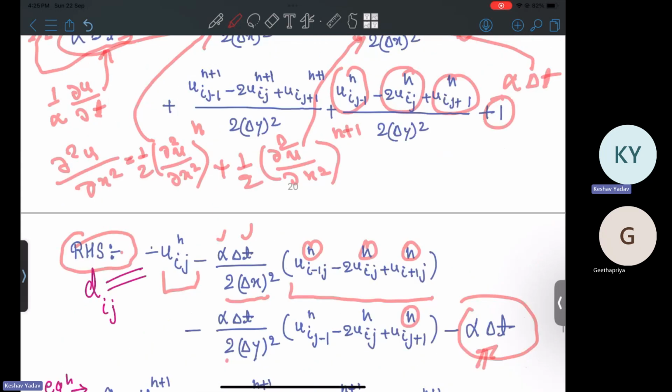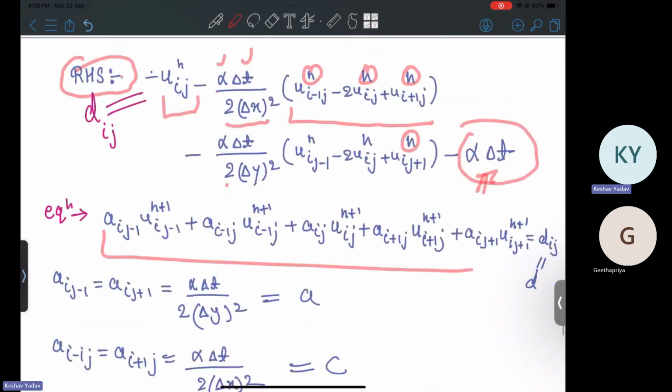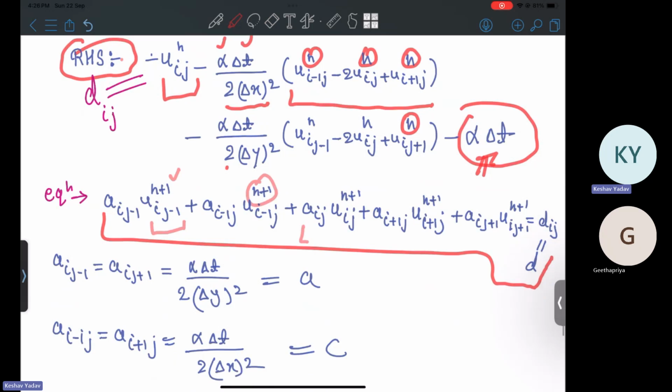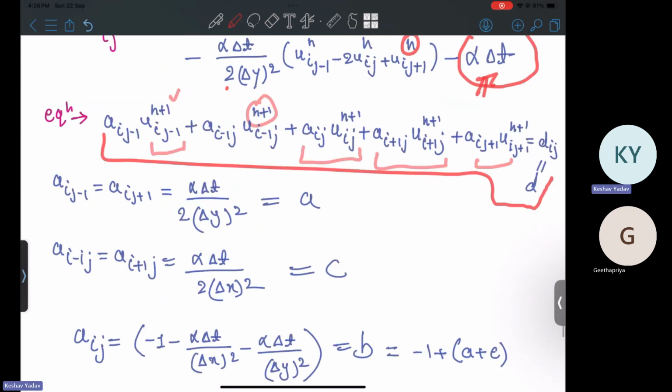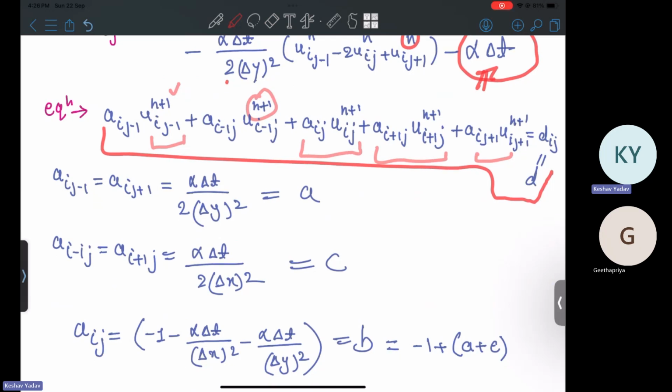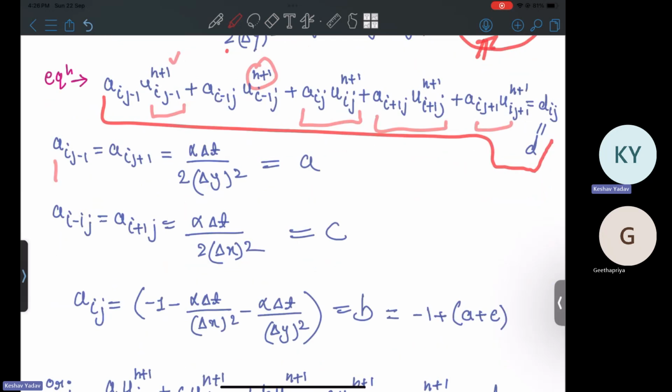So if I write this equation now, I can write it like that. This is a pentadiagonal system with a ij minus 1, u ij minus 1 at the n plus 1th iteration, a i minus 1j, u i minus 1j at the n plus 1th iteration, plus this term, plus this term, plus this term, that will equal dij. Okay, so this dij I am simply calling d. And this a ij minus 1, that will be equal to a ij plus 1, that will be equal to alpha delta t upon 2 delta y square. I am simply calling it a.